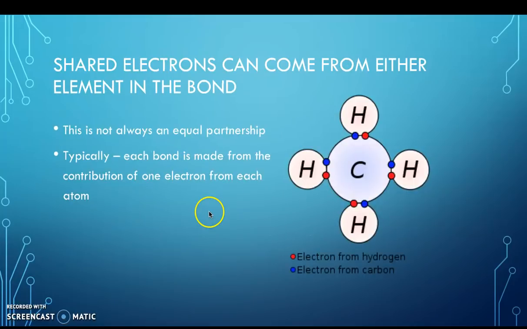Shared electrons can come from either element in the bond. It's not always an equal partnership where one element gives 1 electron and the other element gives another electron. Most often, that is what happens. So each element is contributing 1 electron to that shared twosome. We can see that here in that picture with this red from hydrogen and the blue from carbon. So each of these bonds is a red and a blue. When we get to drawing pictures of these things, it really doesn't matter which element gave up its electrons to form that bond. What matters is that that bond is occurring.